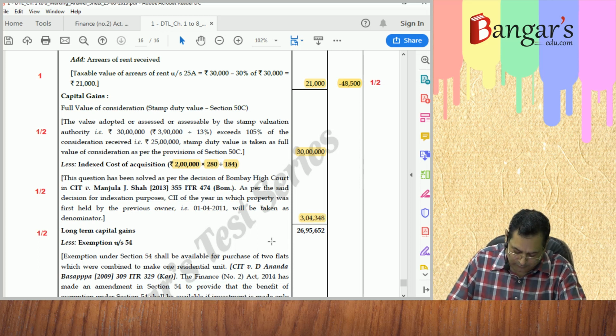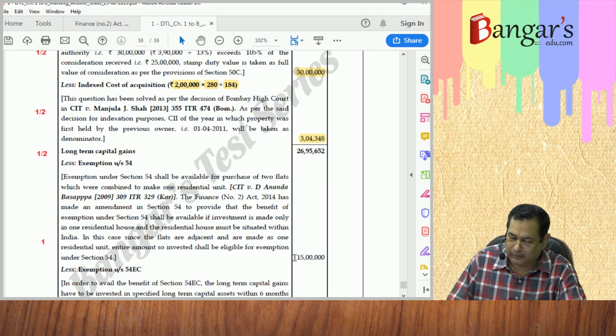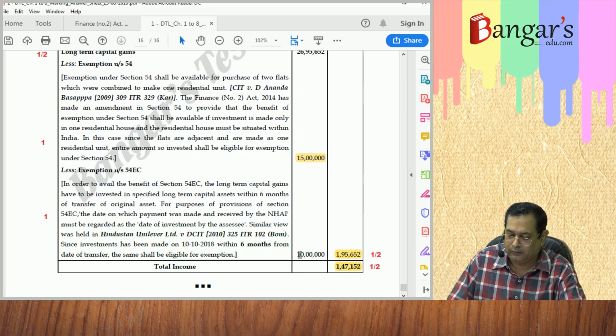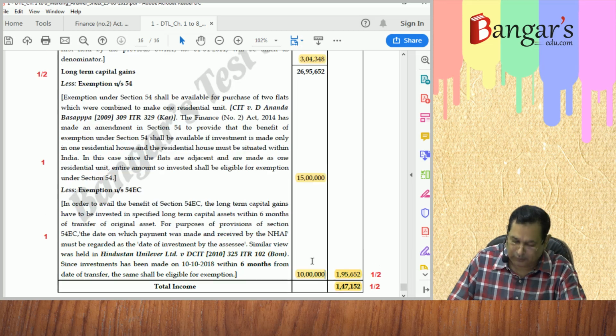Besides this, he has purchased 2 adjacent flats. They will be regarded as one house because they are adjacent and have been made into one unit. So this will be deductible under section 54, and 10 lakh rupees has been invested in NHAI bonds. So he will get the benefit of exemption under section 54EC to the extent of rupees 10 lakhs. This way, the resultant sum will be the capital gains, and the loss from house property will be adjusted to work out the total income.